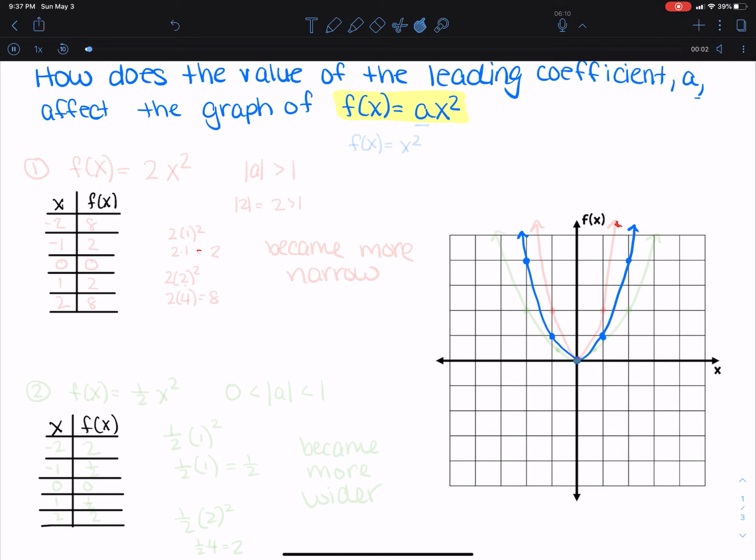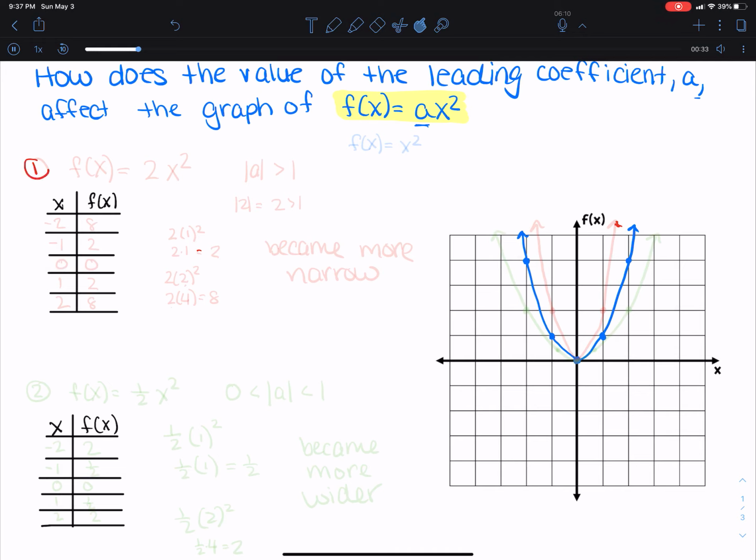Hey guys. Alright, so we're going to look more at graphing quadratics, and specifically right now we're going to look at how the value of the leading coefficient a affects the graph of f of x equals ax squared. So we're going to see what happens when we change the a value right here, and we're going to look at what happens to our graph when that a value is different.